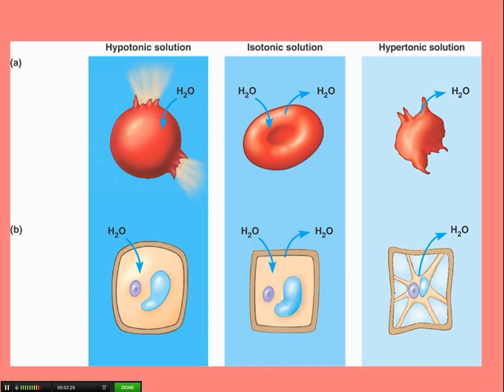In the isotonic solution, the cell is already at equilibrium with its environment. Molecules are always moving, so water is still going to travel in and out of the cell, but at a constant rate, so we're not going to notice a difference in the cell size.